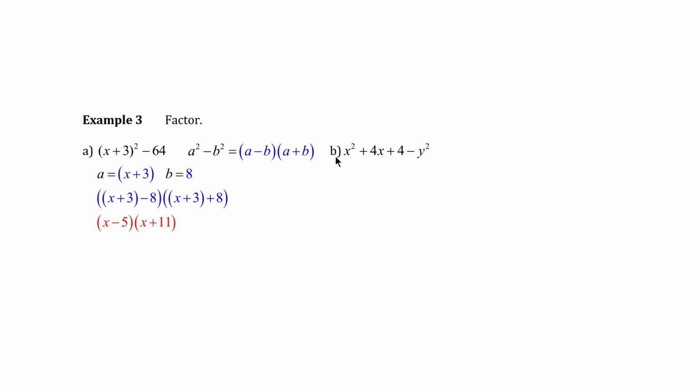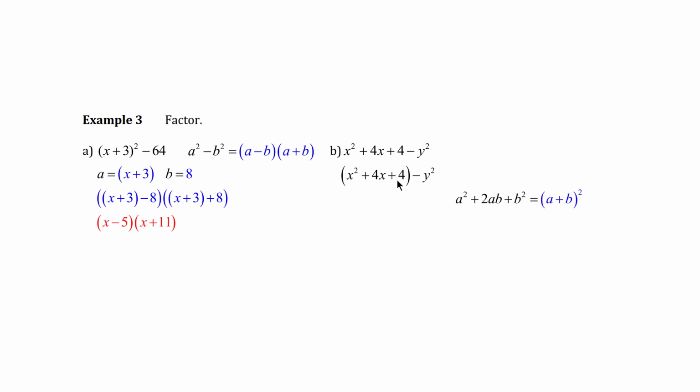Moving on to part B, we have x² + 4x + 4 − y². What we're going to do first is group together the first three terms, because the first three terms are a perfect square trinomial. So I have (x² + 4x + 4) − y². Next, we factor the trinomial inside the parentheses using the perfect square formula.